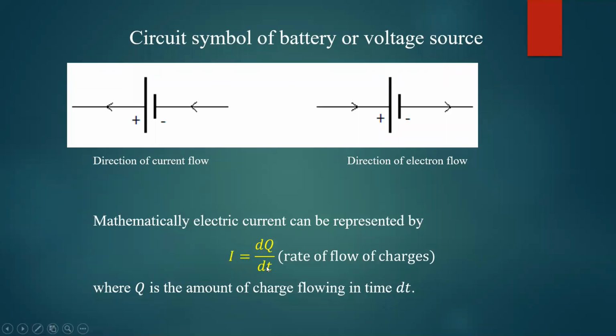You will need this while studying transient phenomena. That's why you remember this carefully. I equal to dq by dt. This is giving you the relation between I and charge Q. Current I and charge Q.